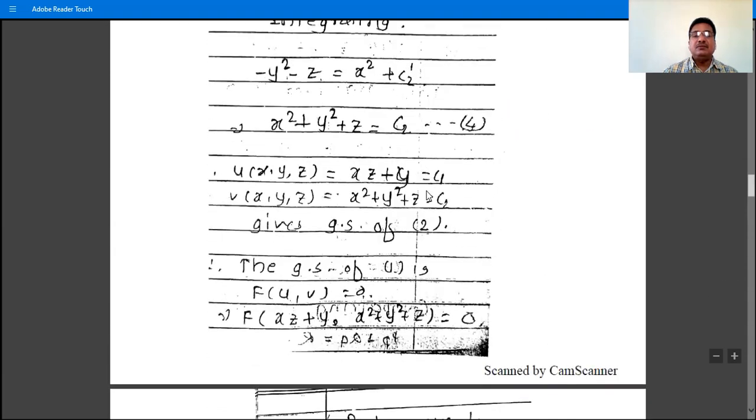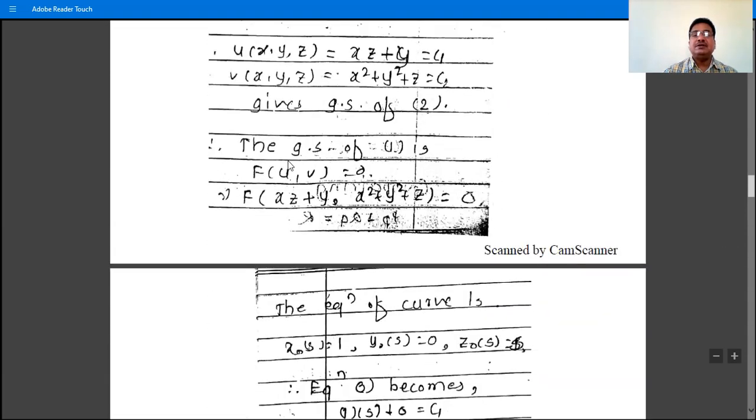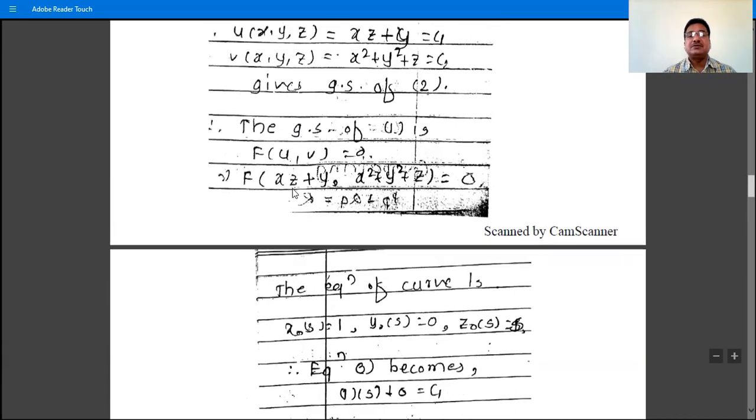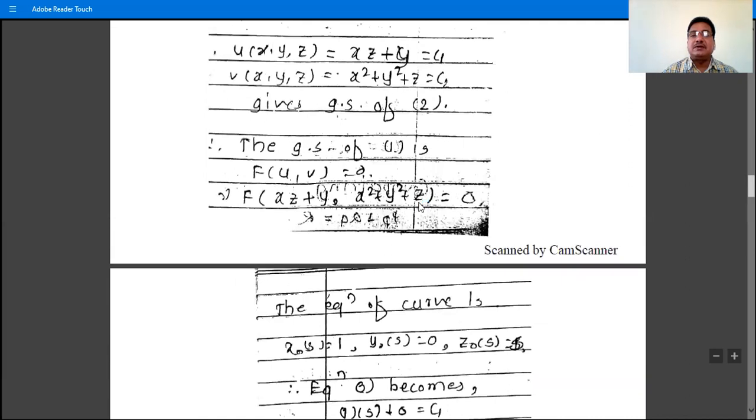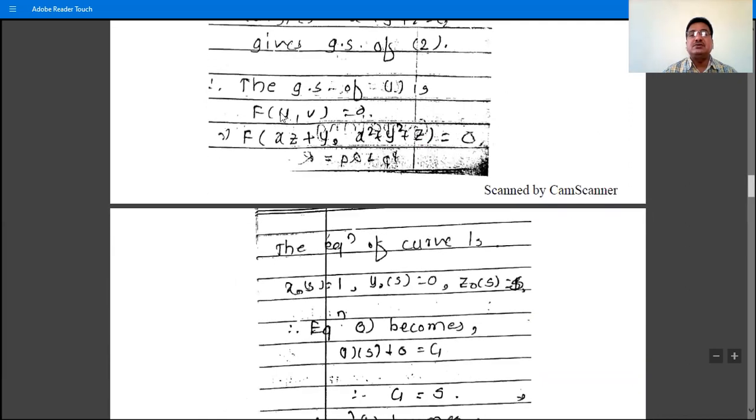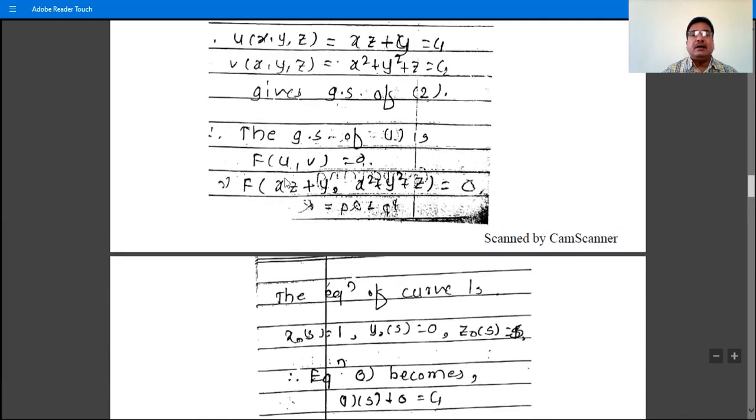Then f(u, v) = 0 is the general solution of 1. Therefore the general solution of 1 is f(u, v) = 0, that is f(xz + y, x² + y² + z) = 0. So this is the general solution of the equation number 1.